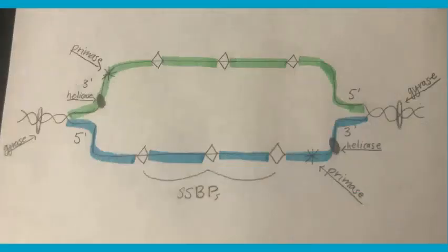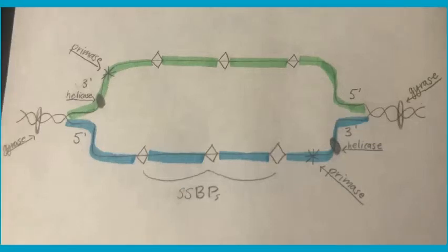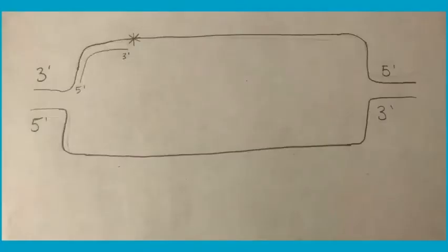Replication will be continuous on the leading strand, the bottom one, and highlighted in blue, and discontinuous on the lagging strand, on the top and highlighted in green. I will start with the lagging strand because it's a bit more difficult.